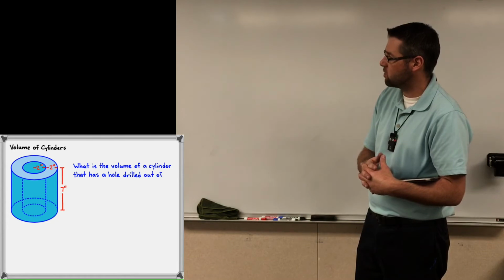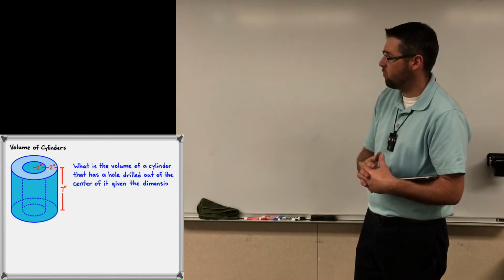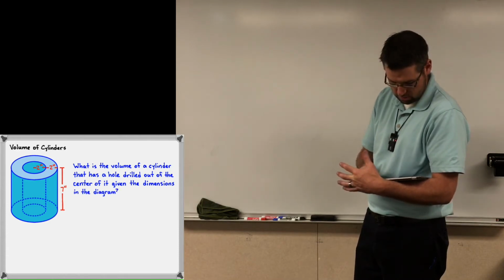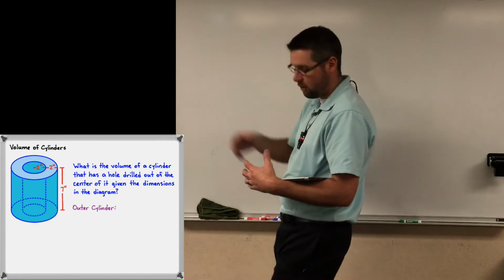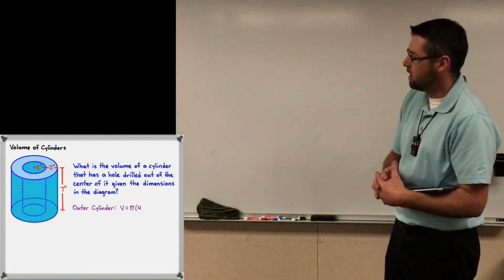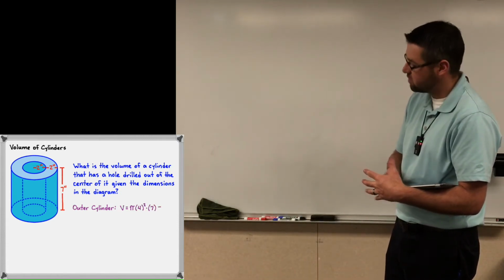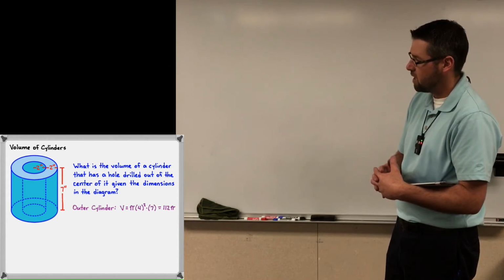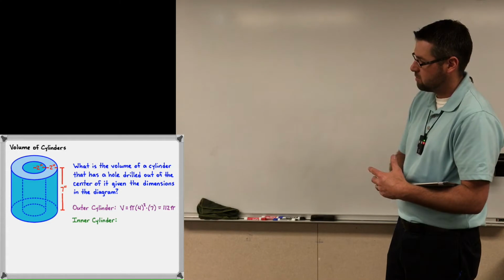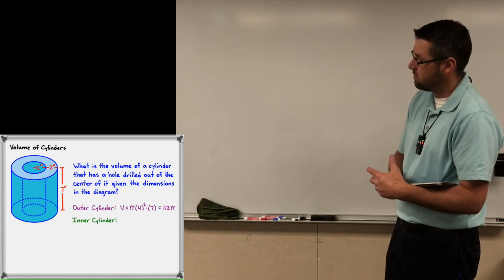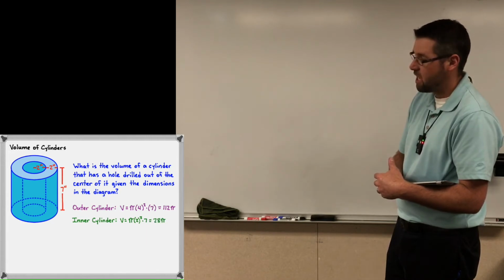Pi r squared times h. What's r? 4. Okay, r is 4. So the outer cylinder, and we're going to use these terms, outer and inner here. The outer cylinder is pi times 4 squared times 7, which is 112 pi. What's the inner cylinder going to be? Pi times 2 squared times 7, which is 28 pi.